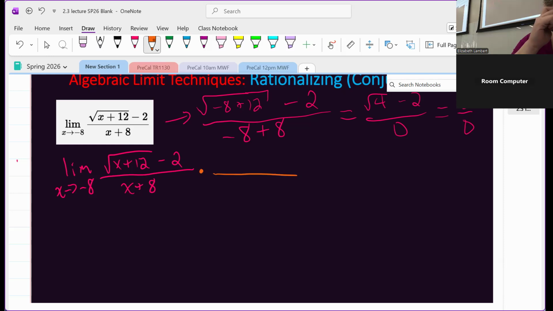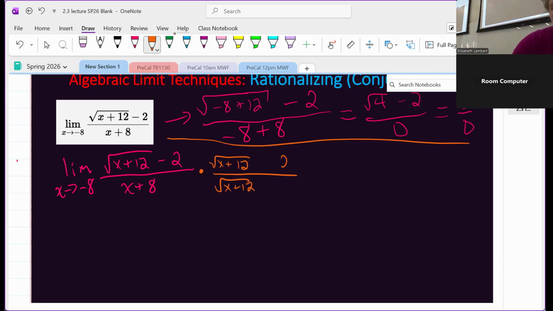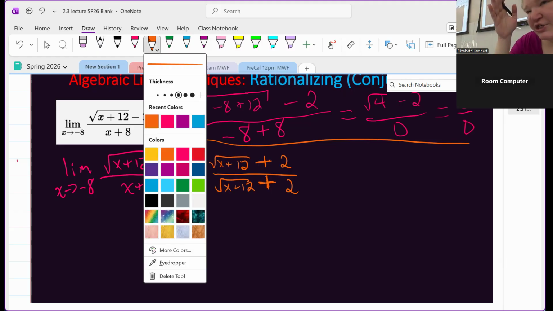Now our conjugate that we multiply by on the top and the bottom is the same thing as what we have on top because that's where our square root is. So we're going to have the square root of x plus 12. We don't ever want to change what the square root is. And then the other part, we want to keep that the same, the 2s. All we want to change is the minus sign in between those two into a plus sign. So we're not changing what's under the square root. We're changing what's outside the square root between the things.